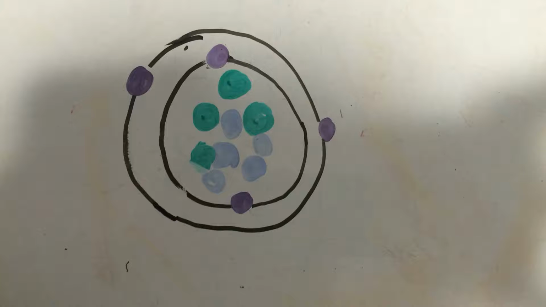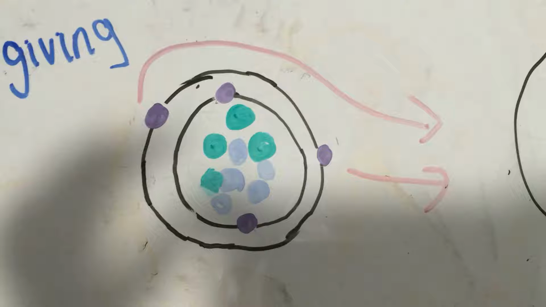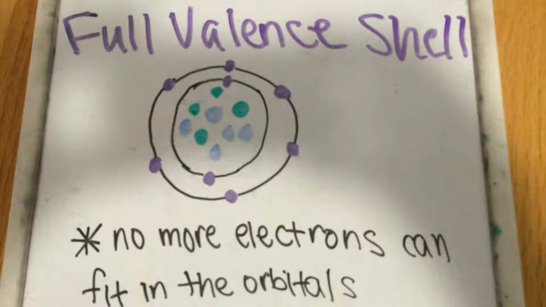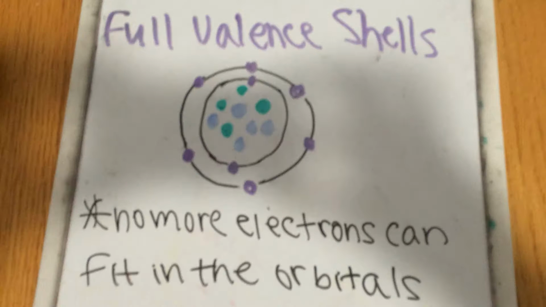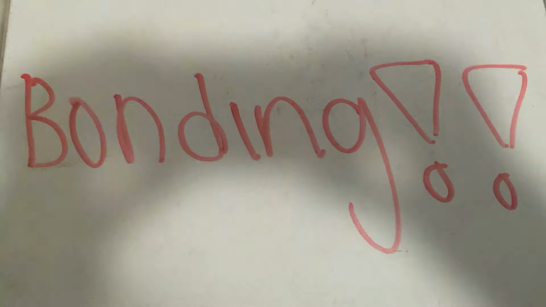Valence electrons are the electrons in an atom that are located in the outermost shell and are added, given, or shared between atoms to form a full valence shell. Full valence shells are when the orbital has a maximum number of electrons. The act of sharing, giving, or taking electrons is bonding. Also, elements bond so they can become neutral and have a charge of 0 because that is the main goal of elements.